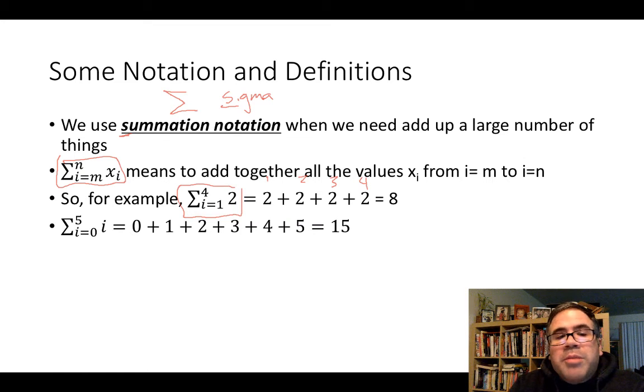Here's a little bit more complicated. We've got sigma from i equals 0 to 5 of i. Well, this is going to change based on what i is. Since we start at 0, we've got 0 plus 1 plus 2 plus 3 plus 4 plus 5. A little bit of arithmetic gets us that equals 15.